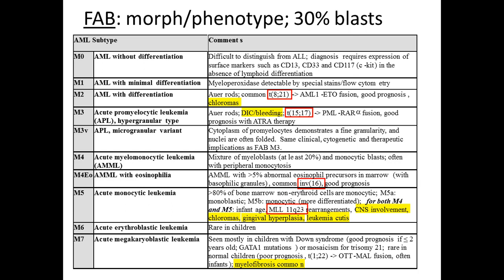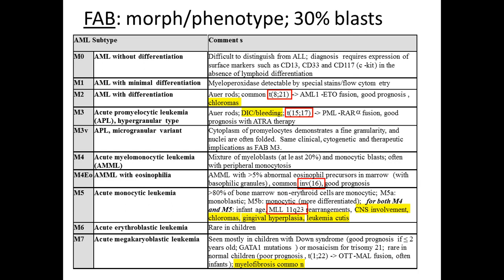Highlighted in yellow are the clinical characteristics that may point you towards one of these FAB classifications. So chloromas are common both in M2 AML with the 8;21s, but also in MLL rearranged AML, the M5s. DIC is, we'll talk more about this, but this is a classic feature of APL. It can occur in other acute leukemias as well, but is most associated with APL.